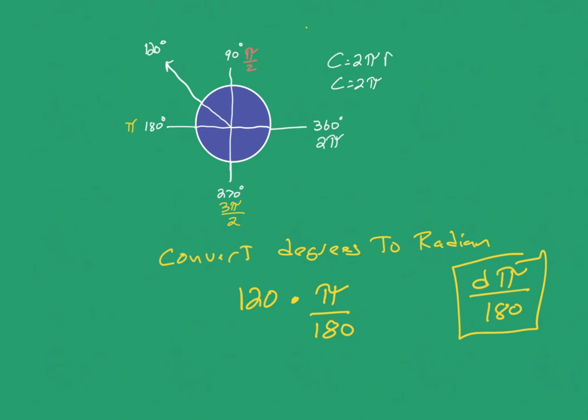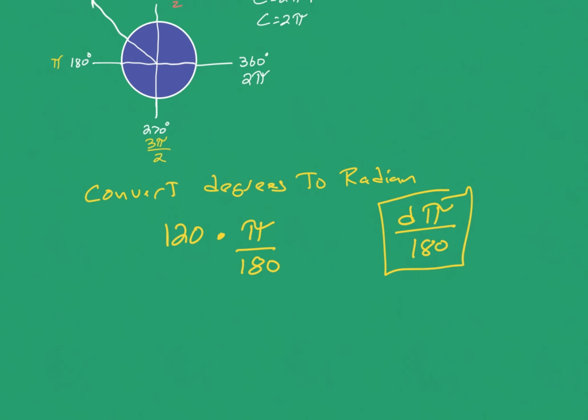We're going to leave it in terms of pi. So if I multiply this out, this is 120 pi over 180. Now I've got 120 and 180. I want to be able to reduce the fraction, and 60 goes into both of those. So 60 goes into 120 twice. It goes into 180 three times. So 120 degrees is the same thing as 2 pi over 3.